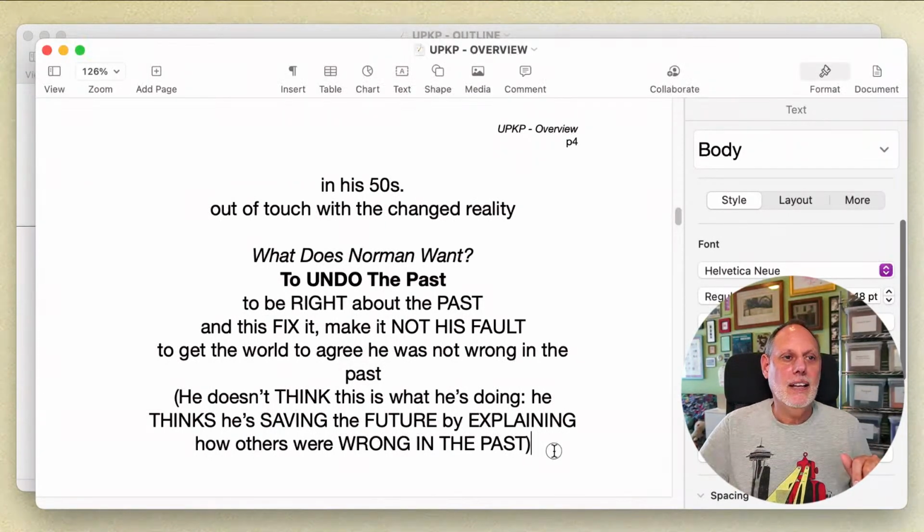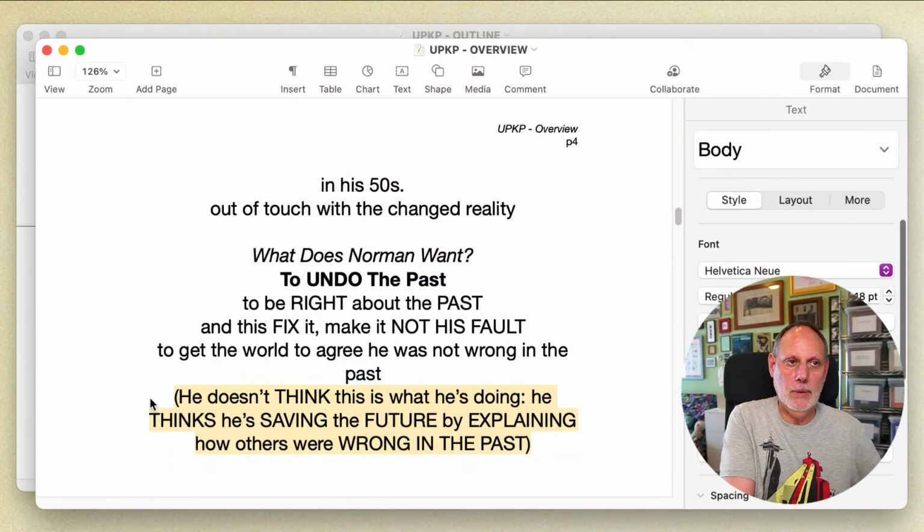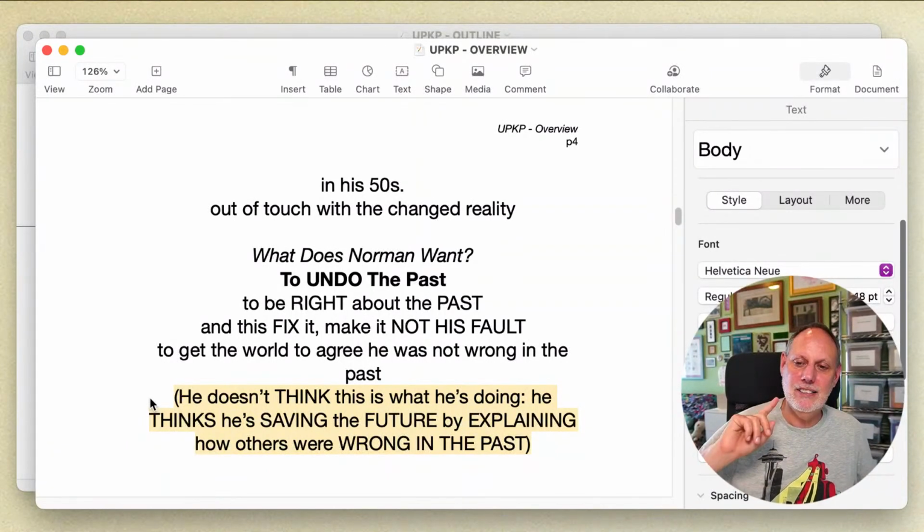So here's one of the things. He doesn't think what he's doing is trying to undo or change or manipulate our view of him in the past. He thinks he's helping the future. He thinks he's correcting people by explaining what was wrong in the past.